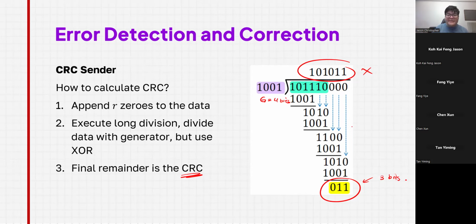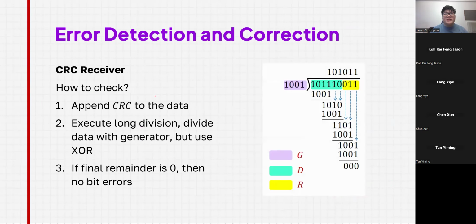Now, what about the receiver side? On the receiver side, instead of appending R zeros to the data, we just append the CRC directly to the data. This is the data here, the green one. So I can just append the CRC value directly. Then I repeat the same process. So I'm just reversing it.